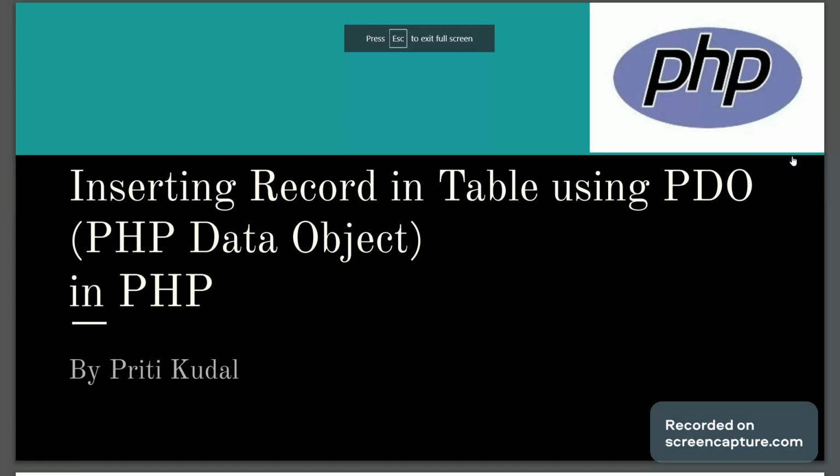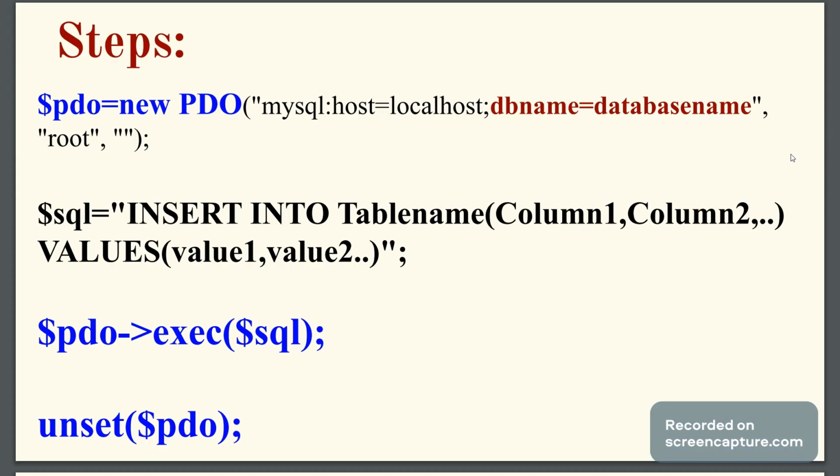In the previous session, we saw how to create a database and create a table using PDO in PHP. In this session, we will see how to insert a new record in the created table using PDO. Now, what are the steps for doing this?